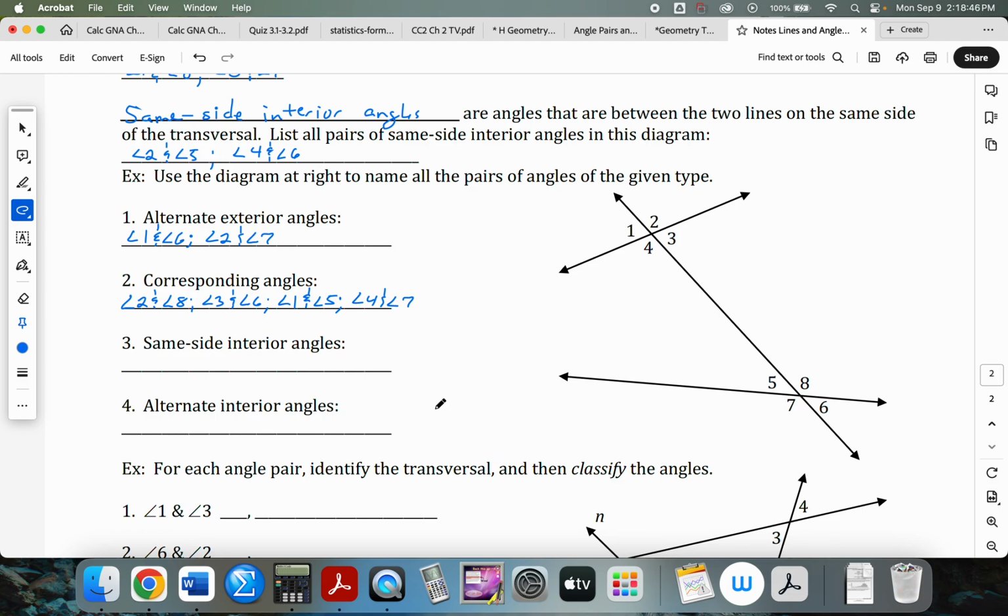All right, next we want same side interior angles. Angles that are on the same side of the transversal that are in between the two lines. Andrew? 3 and 8. Yes, angle 3 and angle 8. Good. Somebody else give me another pair. Maybe someone who hasn't volunteered yet. Oh yeah, Paige. Angle 4 and 5. Yeah, angle 4 and angle 5.